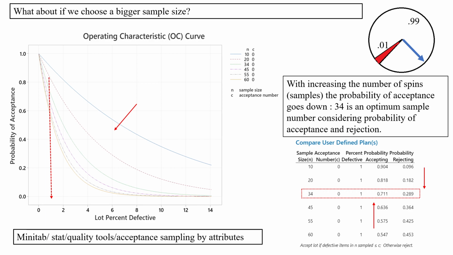And you can plot that curve or calculate those numbers in Minitab. So you go to Minitab, Stat, Quality Tools, Acceptance Sampling by Attributes. And you can see that as you go to a bigger sample size, your probability of acceptance goes down. And that's kind of obvious. I mean, you're spinning more. As you spin more, eventually you will land on the red zone region and it will be a reject for the lot.